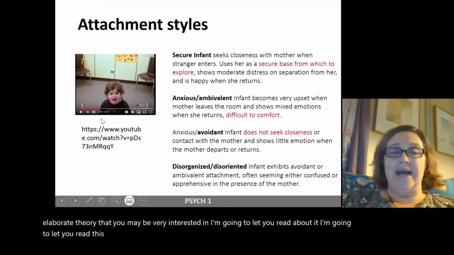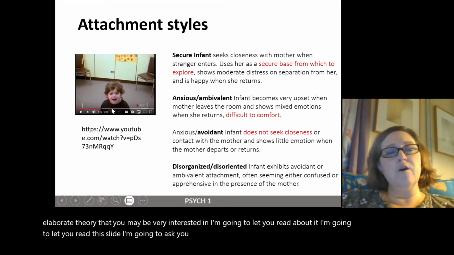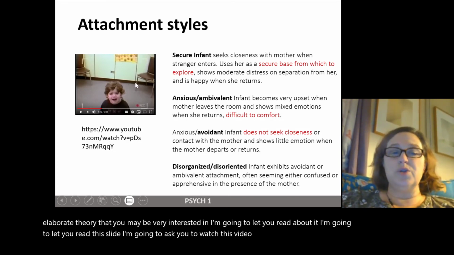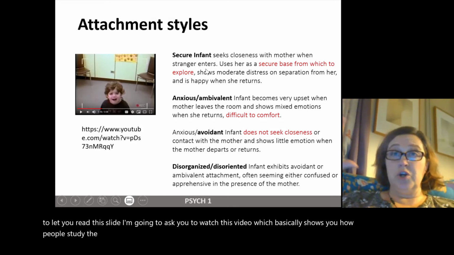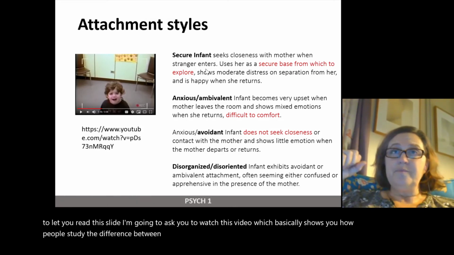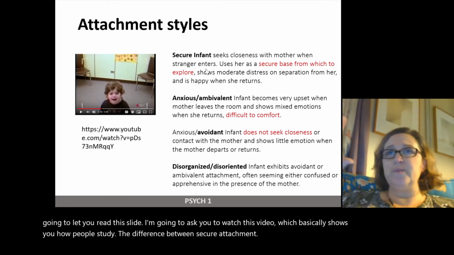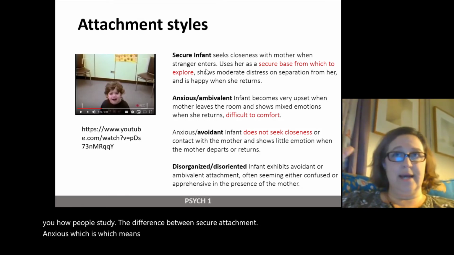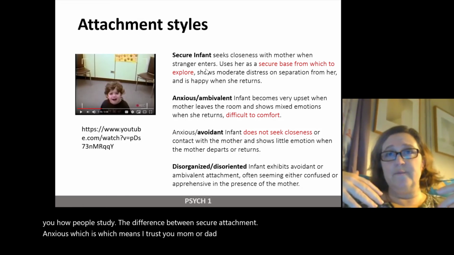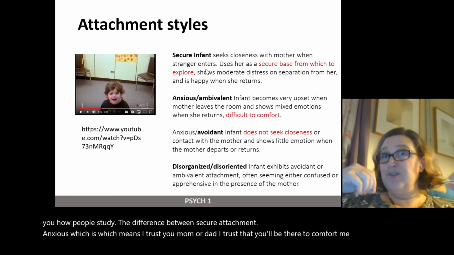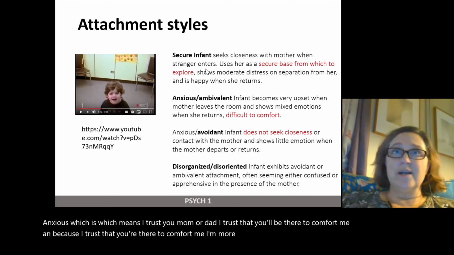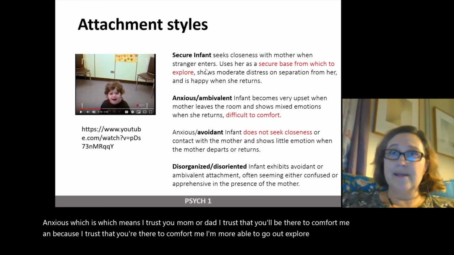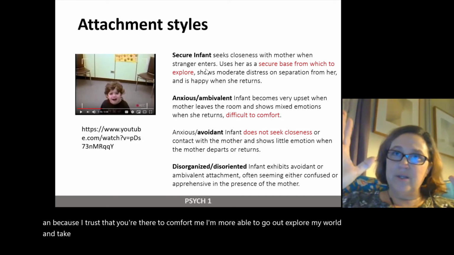I'm going to ask you to watch this video, which basically shows you how people study the difference between secure and anxious attachment. Secure means I trust you, mom or dad. I trust that you'll be there to comfort me. And because I trust that you're there to comfort me, I'm more able to go out, explore my world, and take risks. That's the basis of attachment theory.